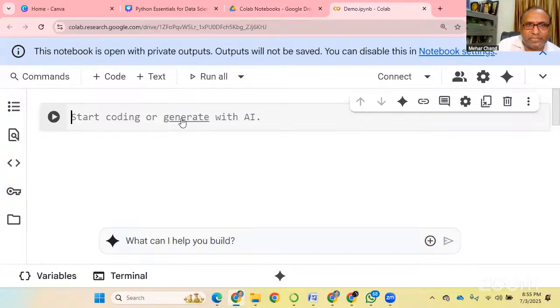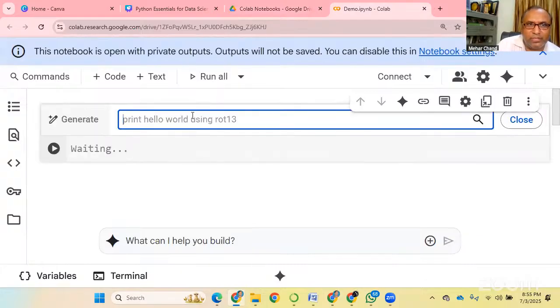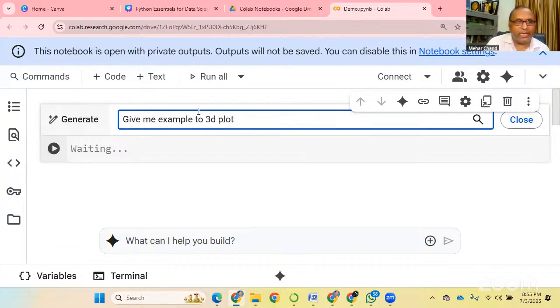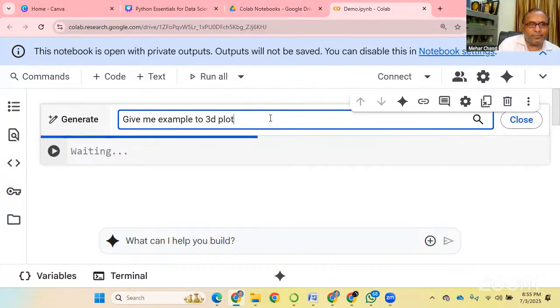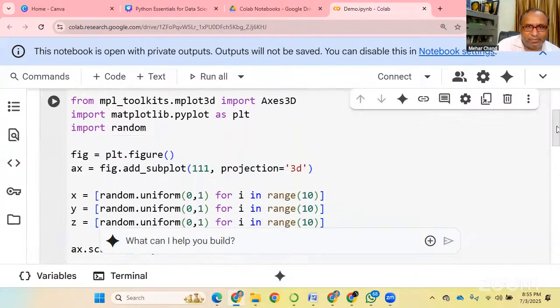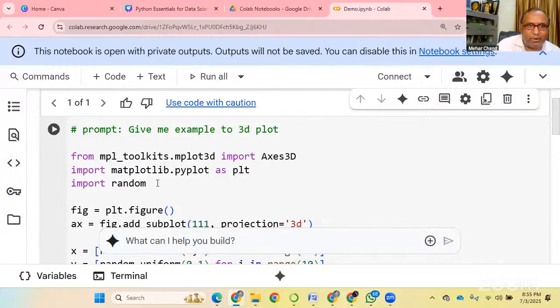So here you can see Generate with AI. What you will do here is write: give me an example to plot 3D, or you can write 3D plot. When you enter, here is the prompt. You can see how you can plot a 3D image. This is the data set, and these libraries are required, but here the data set is randomly taken.